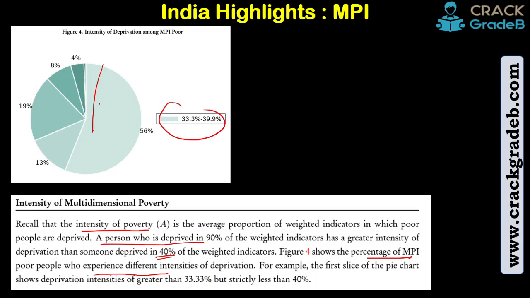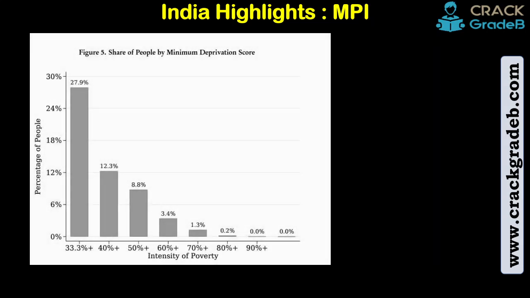Okay, so let's move forward in the lecture and let us see the percentage of the population. You see, so this is the national average 27.9%. So look, 27.9% is the percentage of population, right?